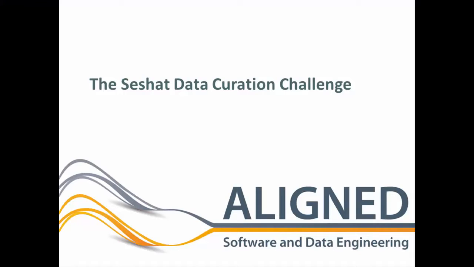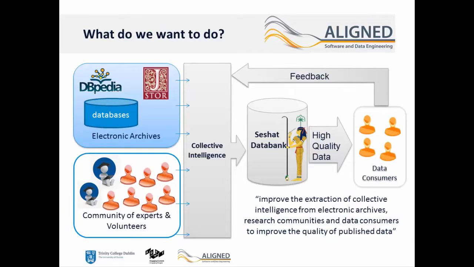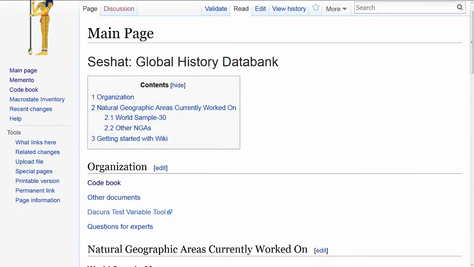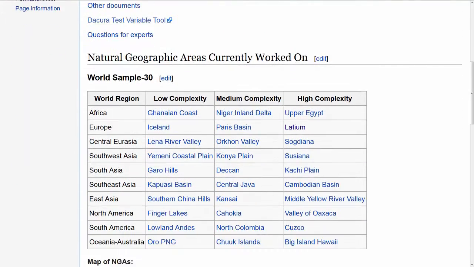Seshat is attempting to harvest all known human knowledge about the evolution of social complexity through a global collaboration of teams of scientists. A wiki was used to collect the initial Seshat datasets based upon a sample of 30 natural geographic areas selected to provide a broad variety of data.